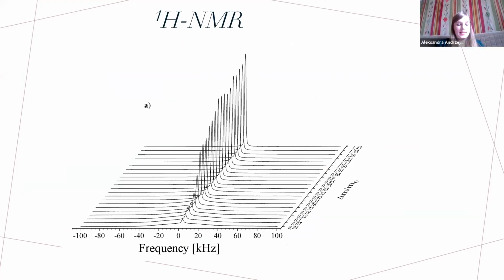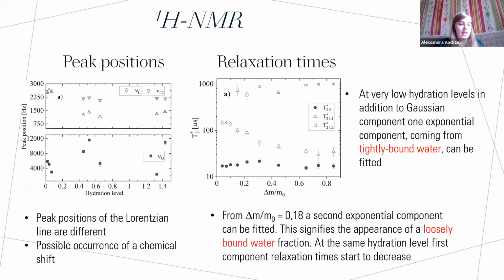Now, one solid state and two water fractions were observed by NMR spectra. The solid state is fitted well with a Gaussian function. Tightly bound water and loosely bound water were fitted with Lorentzian functions. For tightly bound and loosely bound water, the peak positions of the Lorentzian lines are different, which may be attributed to the difference in chemical shifts.